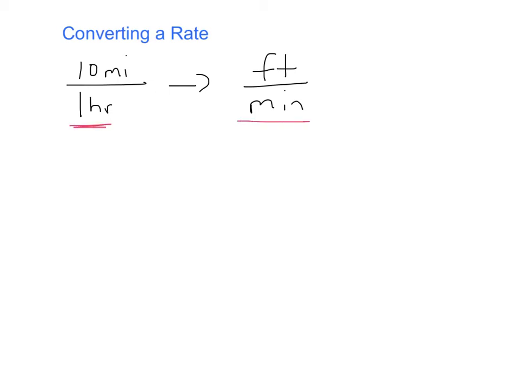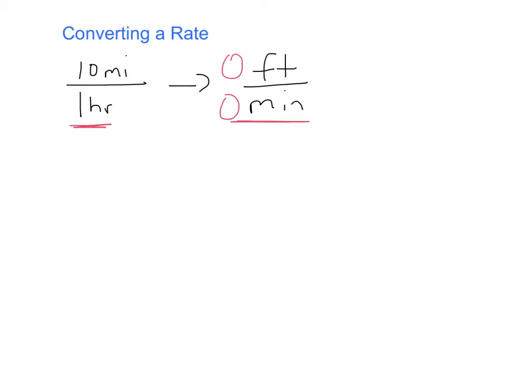But let's say I want to take this rate here, or actually unit rate, of 10 miles in 1 hour. And I want to change that to feet per minute. So how many feet per minute is in 10 miles 1 hour? So I'm going to convert this to this. So I'm looking for these two numbers here. So I'm going to convert this rate.